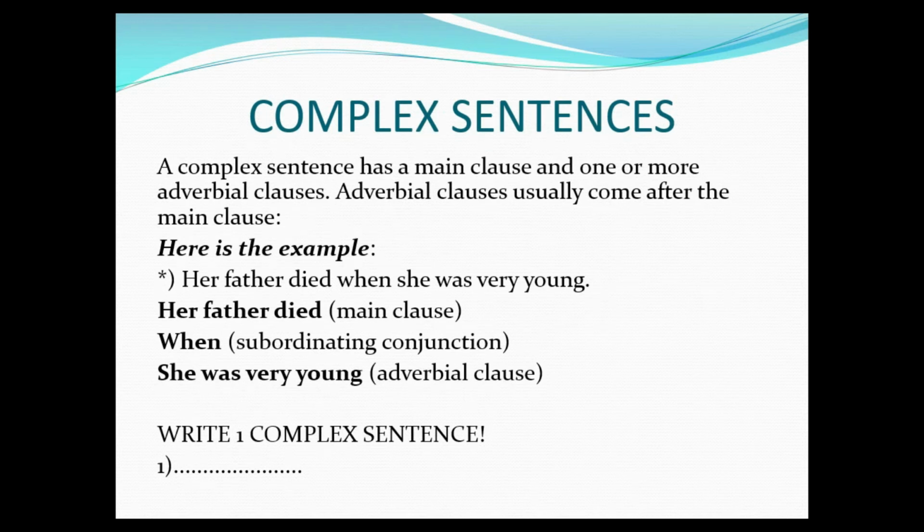A complex sentence has a main clause and one or more adverbial clauses. An adverb clause usually comes after the main clause. In the first sentence usually there is a main clause, but it is not always. Be careful, this is just usually, not always. Sometimes the adverbial clause can be first, with a conjunction, and then the main clause, but usually the main clause comes first.